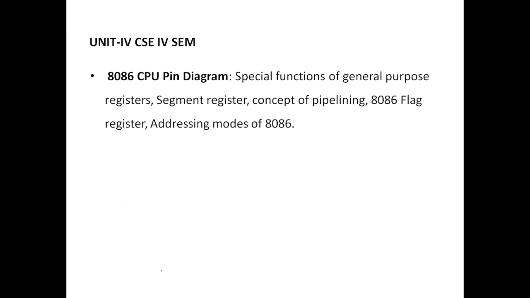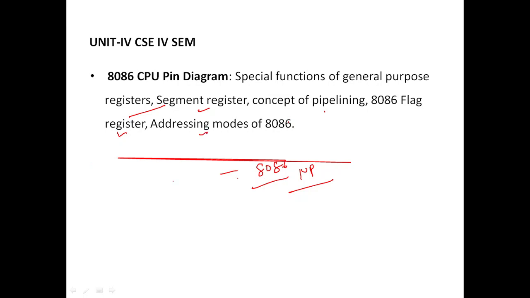When it comes to the fourth unit, it is totally dedicated to the 8086 microprocessor. It is completely about the 8086 microprocessor. Here we will start with the special functions and general purpose registers. We will discuss the segment registers, the concept of pipelining, the flag registers, and the addressing modes of 8086. Each and every topic is very important.